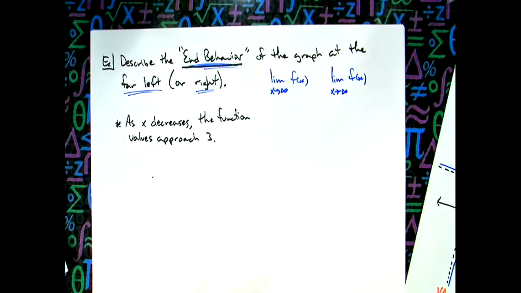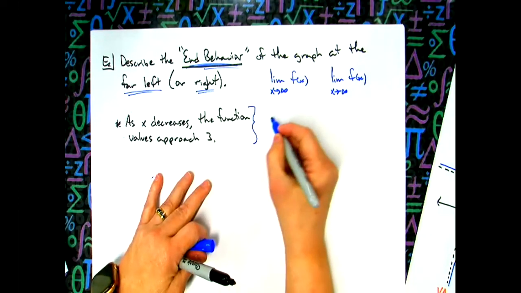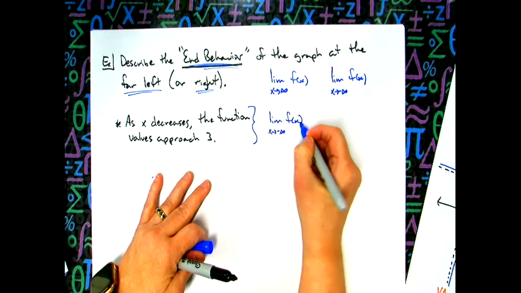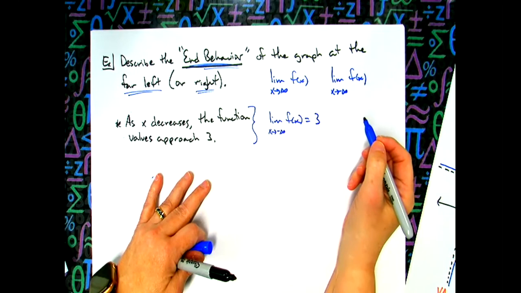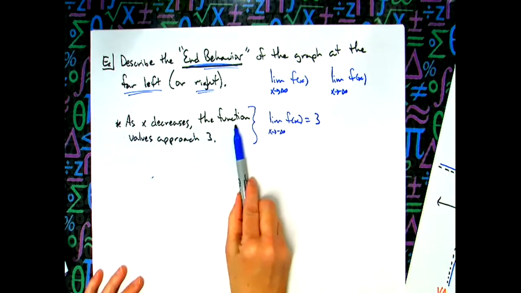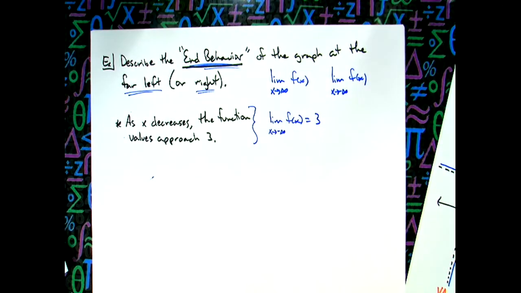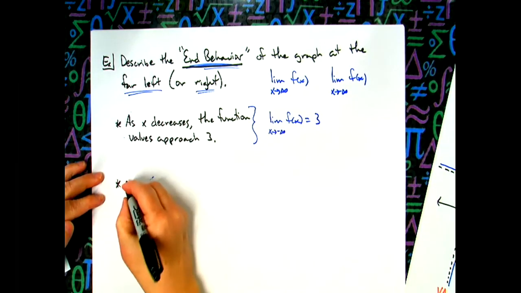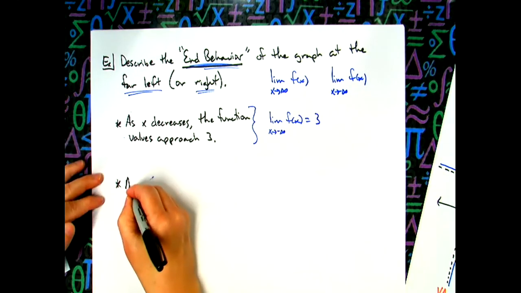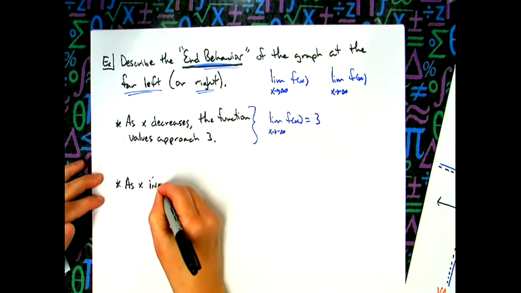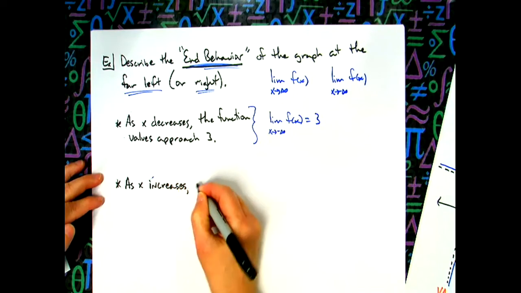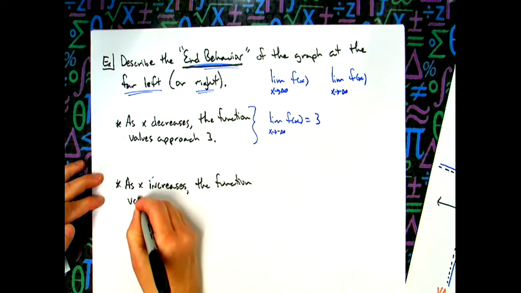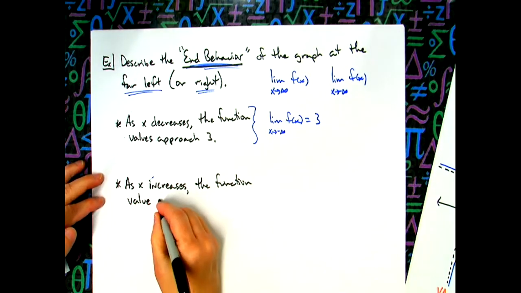But we know what that is, right? This right here translates into the limit as x approaches negative infinity of the function, and that's equal to 3. So you can see what it is in words. You can see what it is in the actual math notation. Okay, I can do it the other way as well. In a college algebra class, they're going to want you to say, as x increases, the function values, and on this particular example, it also approached 3.